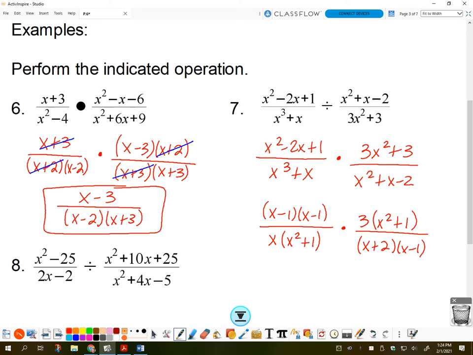Alright, so now it's a matter of go through and see what matches from top to bottom. So this and this are the same, so they divide off. And this x minus 1 can cancel this x minus 1. I believe that's it. So in the numerator, we have a 3 and an x minus 1. And in our denominators, we have an x and an x plus 2. And that's going to be our answer.